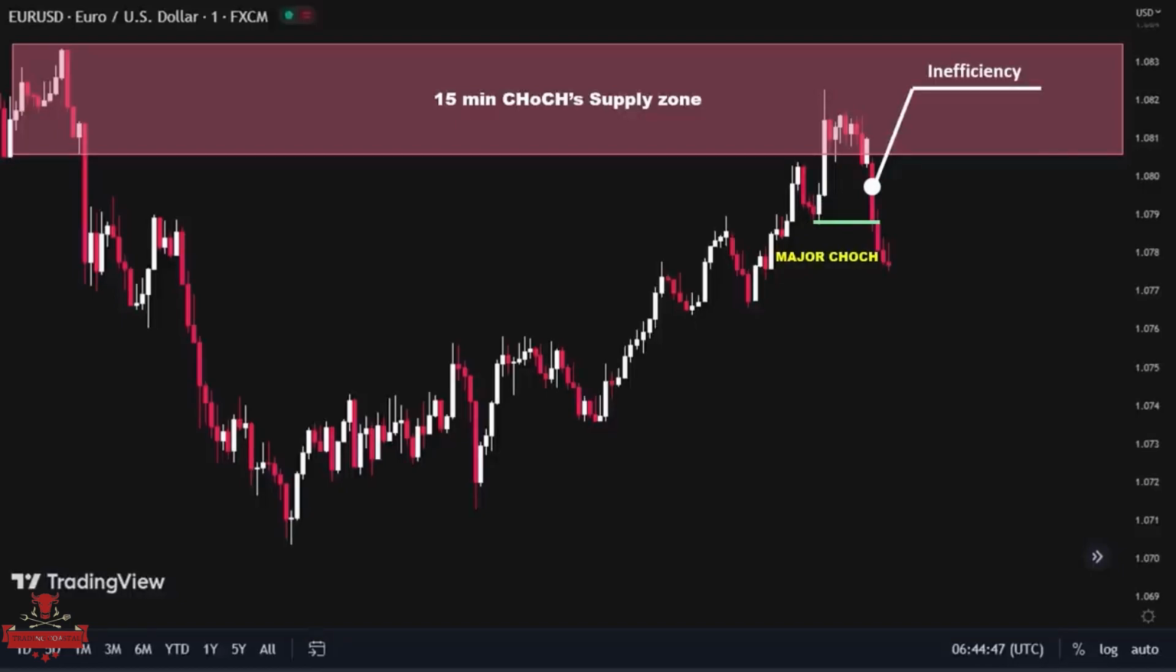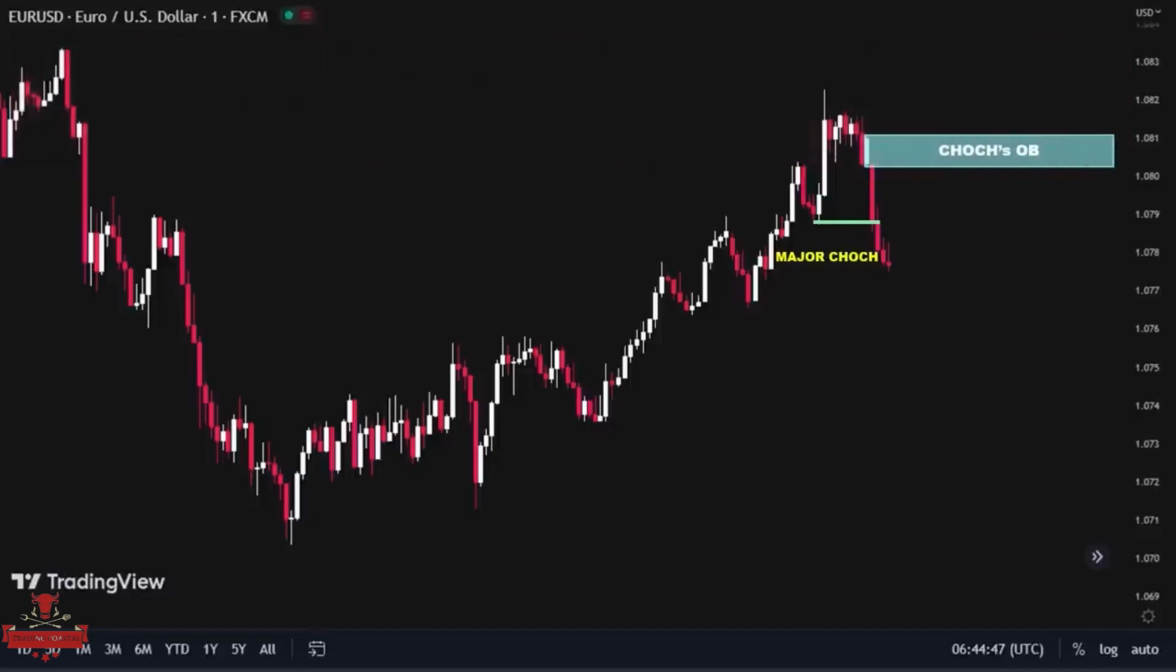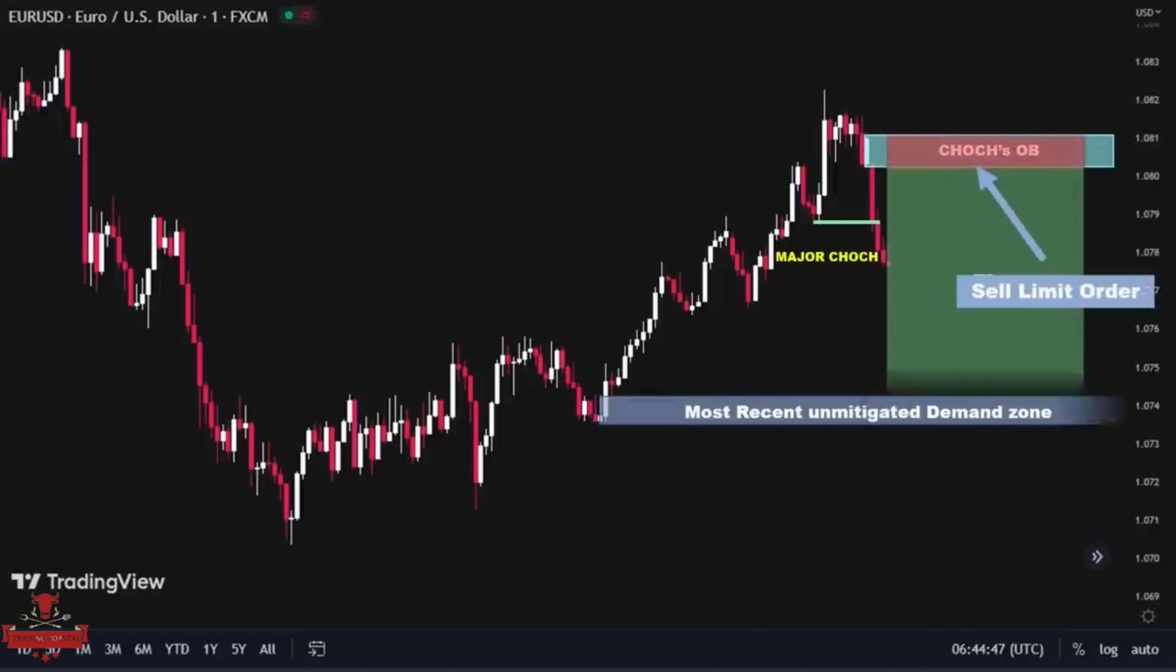In the next step, we will highlight the supply zone created by Choch's wave. Now we have detected our point of interest. So next, we should place our sell limit order here, adjust our stop loss a couple of pips above the highest point of the zone, and target the recent unmitigated demand zone on the current time frame or on the higher time frame as our take profit level.